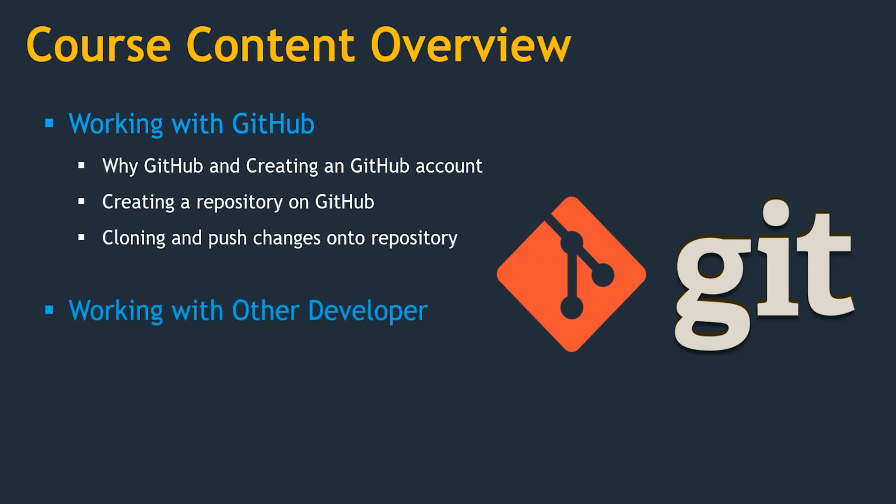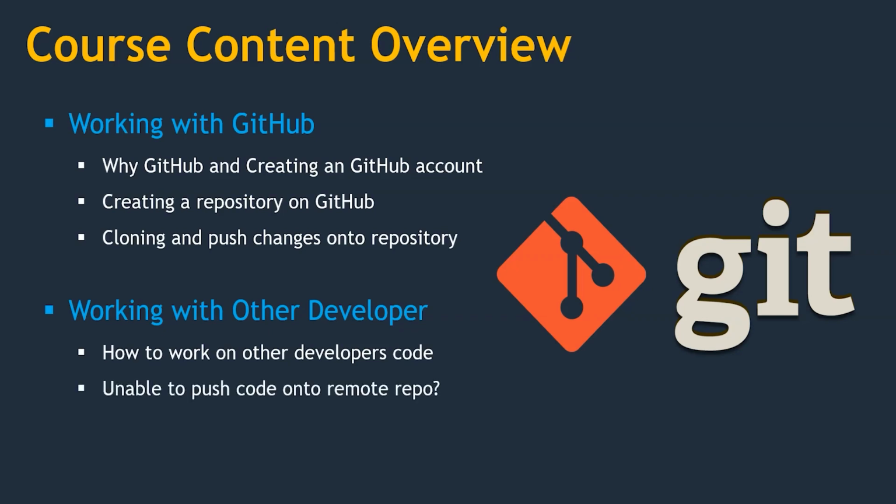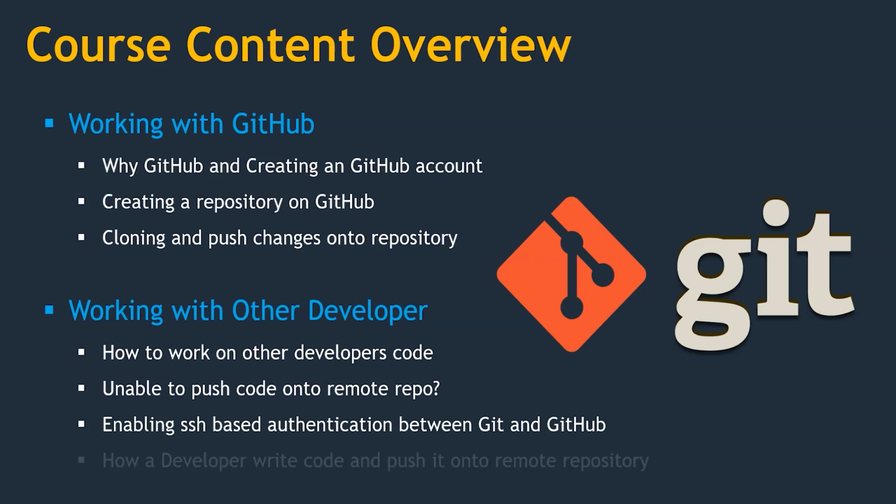Next, working with other developers. Here we are going to see how to work with other developers' code. If we are unable to push changes onto remote repository, how can we resolve it? Enabling SSH-based authentication between Git and GitHub. How a developer writes code and pushes it onto remote repository. This we see in this module.